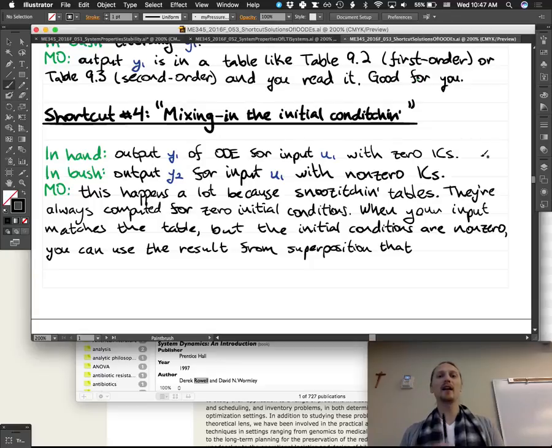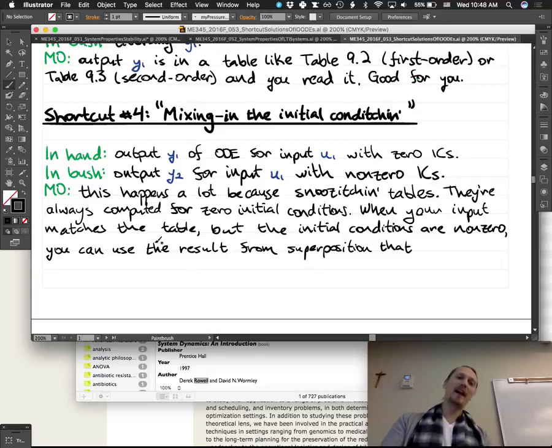So this happens a lot because snoozation tables are a thing. They're always computed for zero initial conditions, those tables. They don't compute them for non-zero initial conditions. But now you have initial conditions. What are you going to do? Throw up your hands and just say, can't do it?